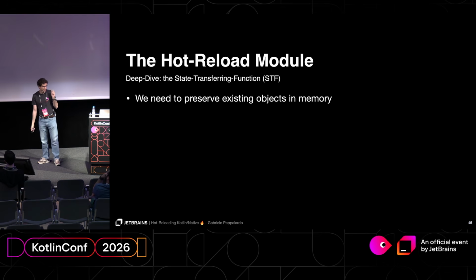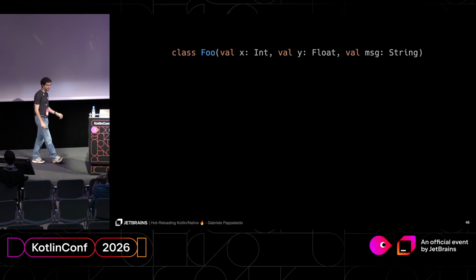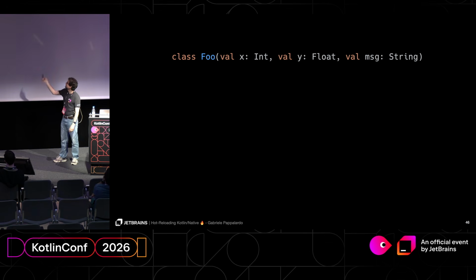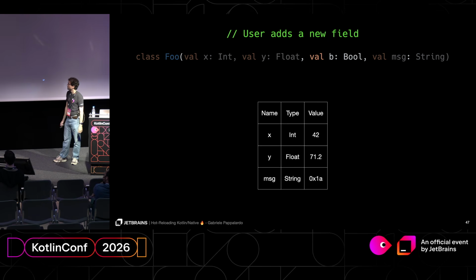Of course, we need to preserve them, and you also need to keep in mind the class layout. Otherwise, you will get, I don't know, an integer in a string. That would be weird, right? So assuming we have a class Foo with these 3 fields, and we want to introduce a fourth one, which is the Boolean value, what happens is very simple.